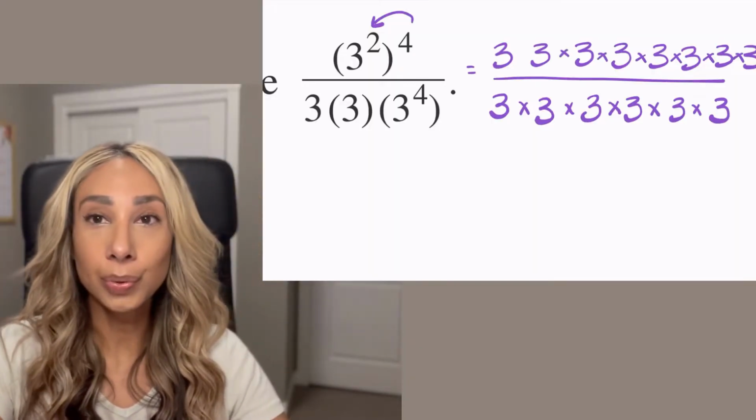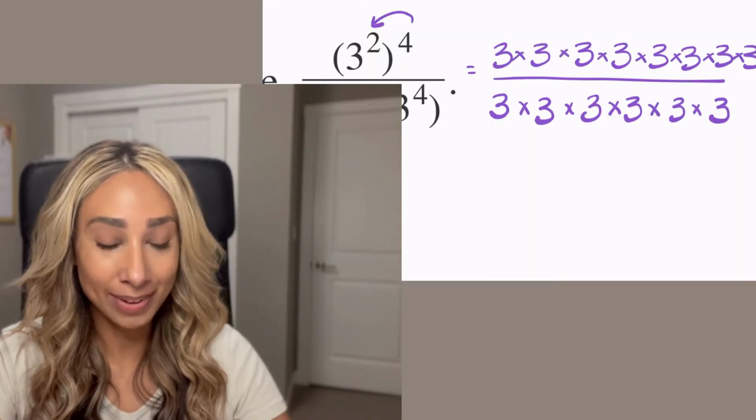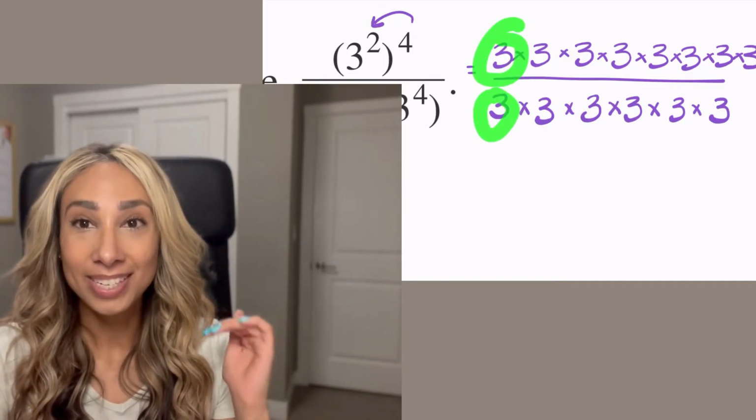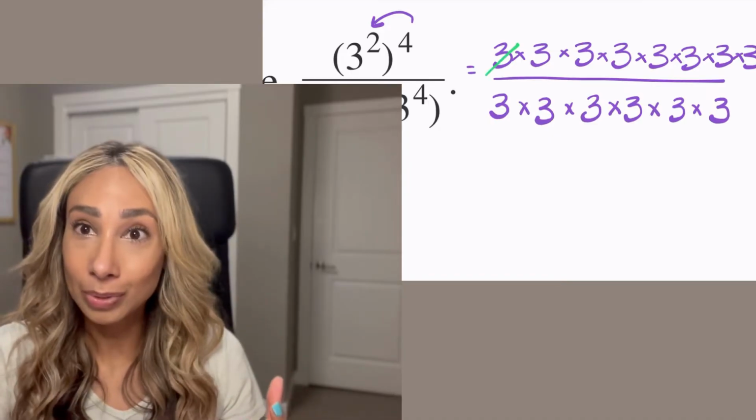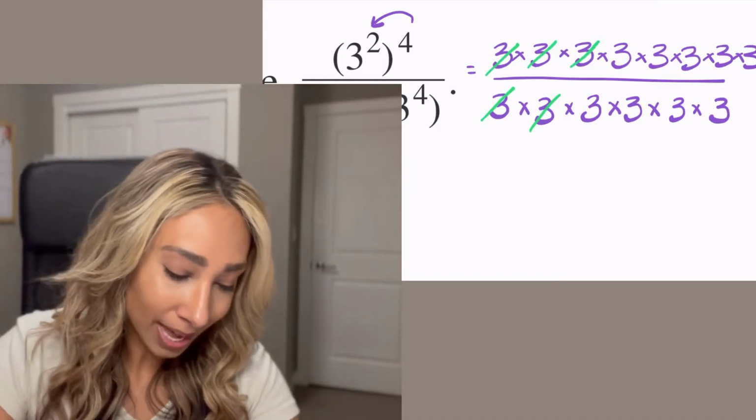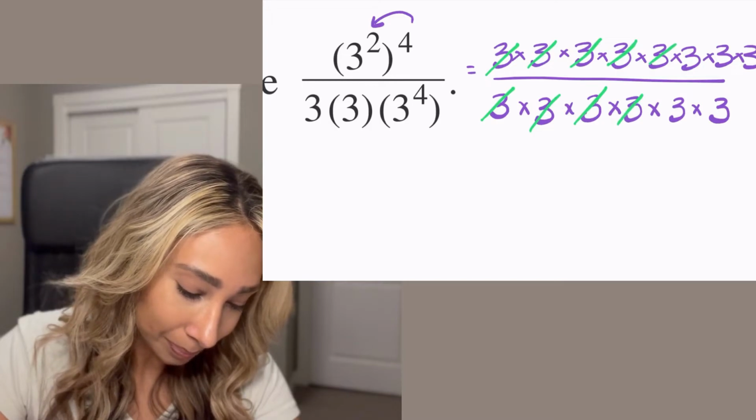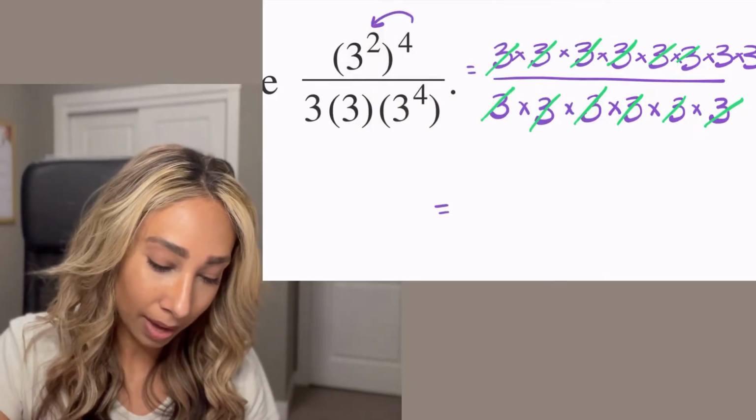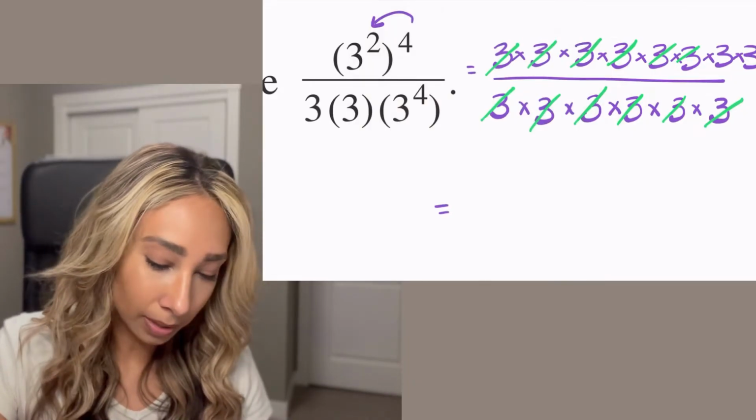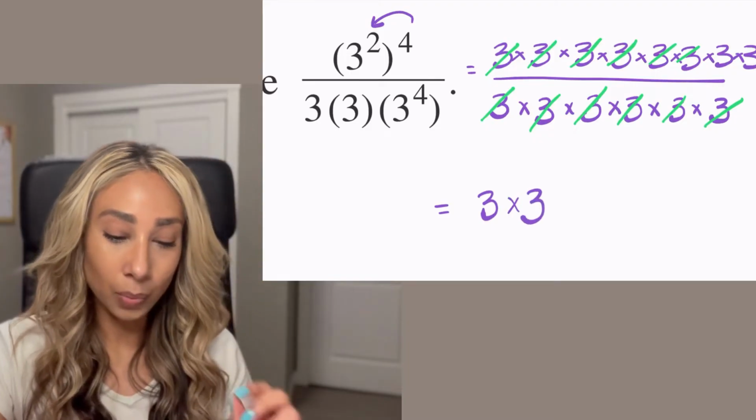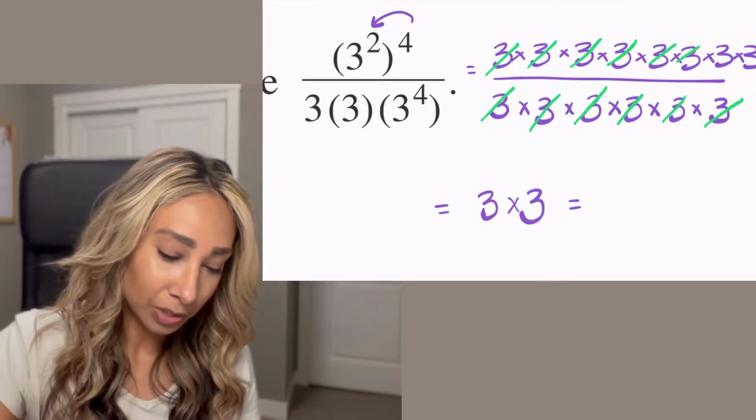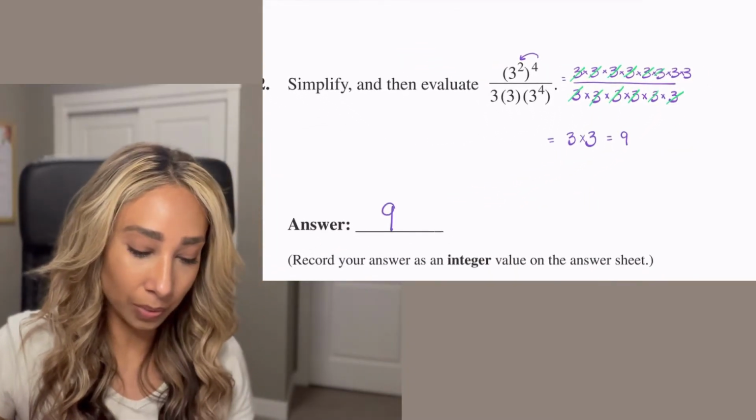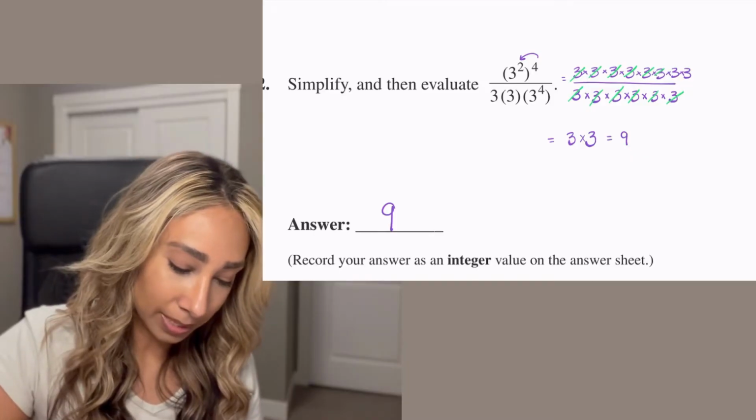So now what we can do is we can cancel it. Now I'm a little cautious about using the word cancel, but what that means is the number on top divided by the number on the bottom can go to 1, providing those two numbers are the exact same numbers. So what that looks like in this example is every time I have a 3 on the top and a 3 on the bottom, they're going to disappear. So that leaves me with just 3 times 3. So of course, 3 times 3 is going to give us 9. So the answer to this question here is going to be 9.